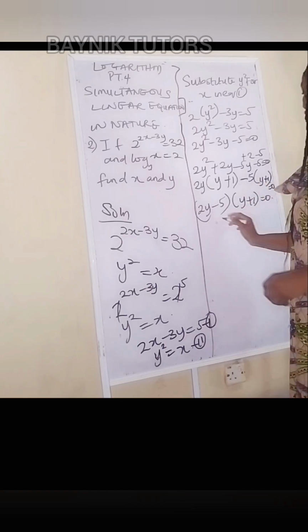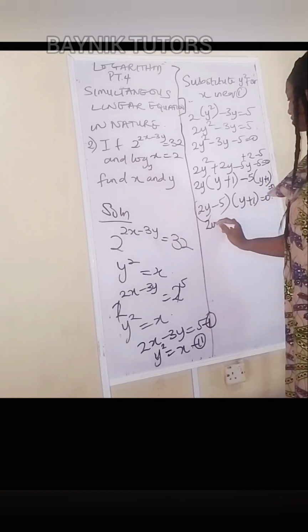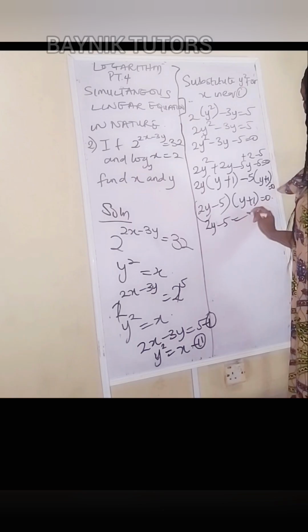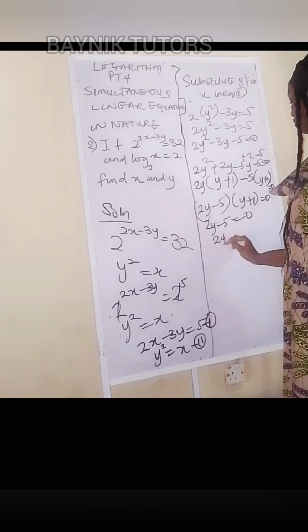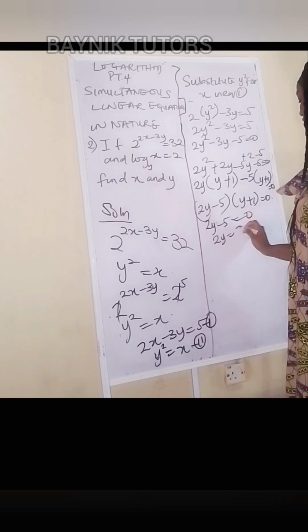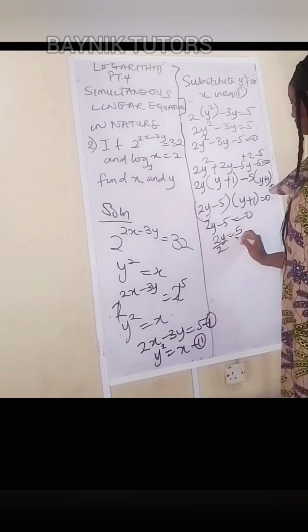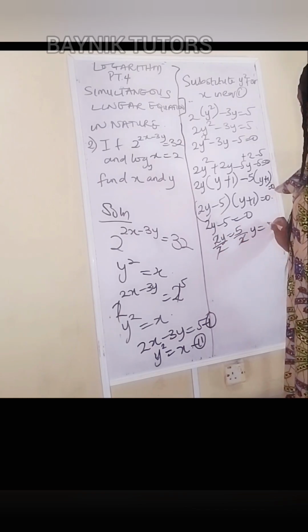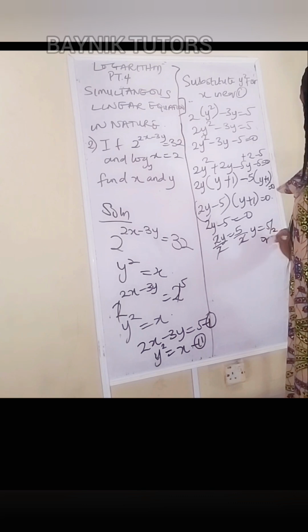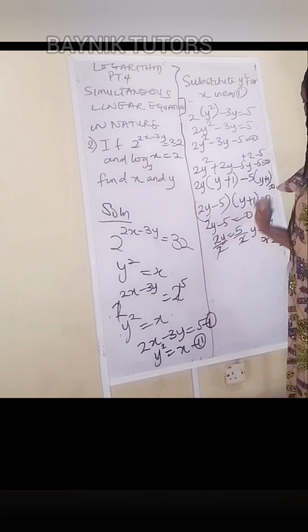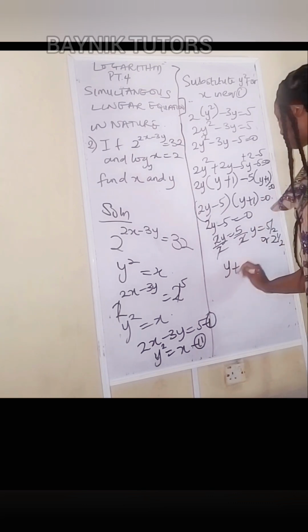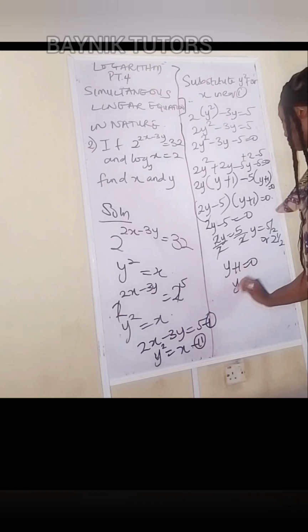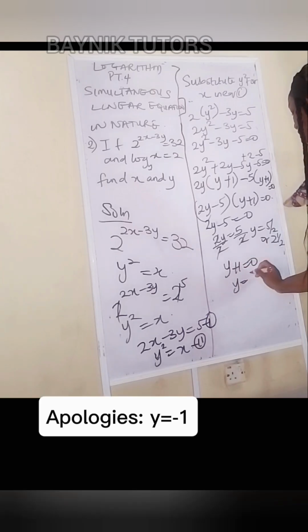So now it's common. So this 2y minus 5 will now equal 0. That will be 2y equals, when this minus 5 comes here, it turns to 5. So divide both sides by 2. So y equals 5 over 2. Then this y plus 1 also equals 0. So y equals, when this 1 moves to this side, it turns to minus 1.